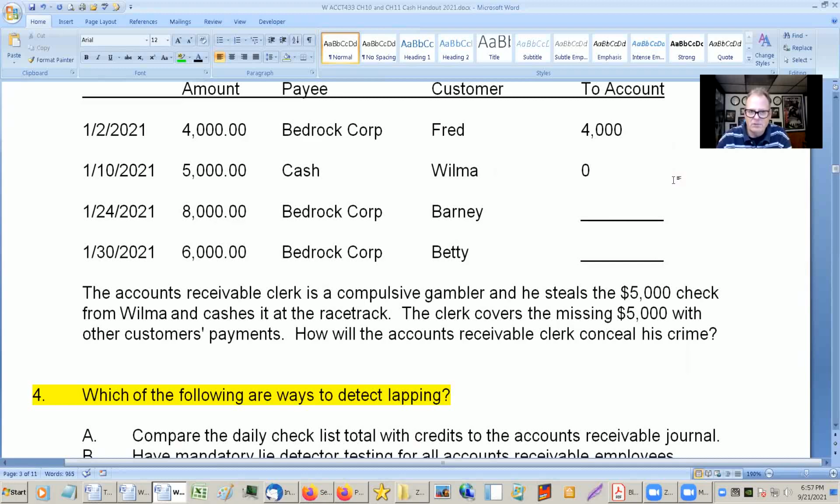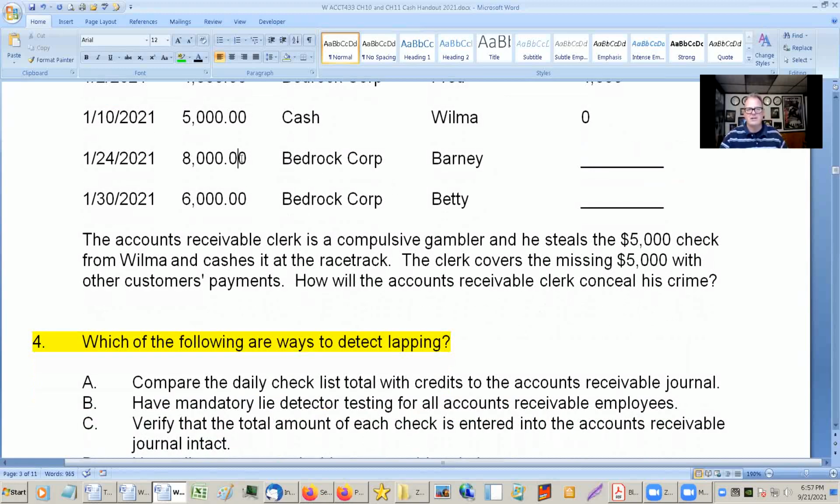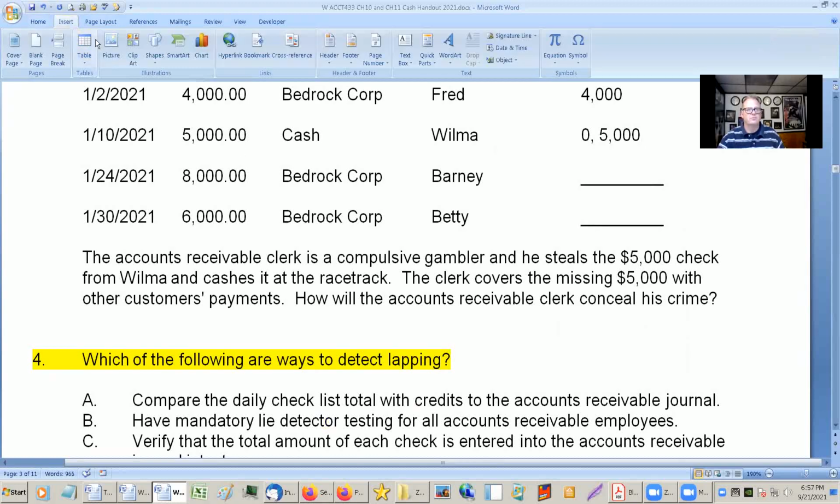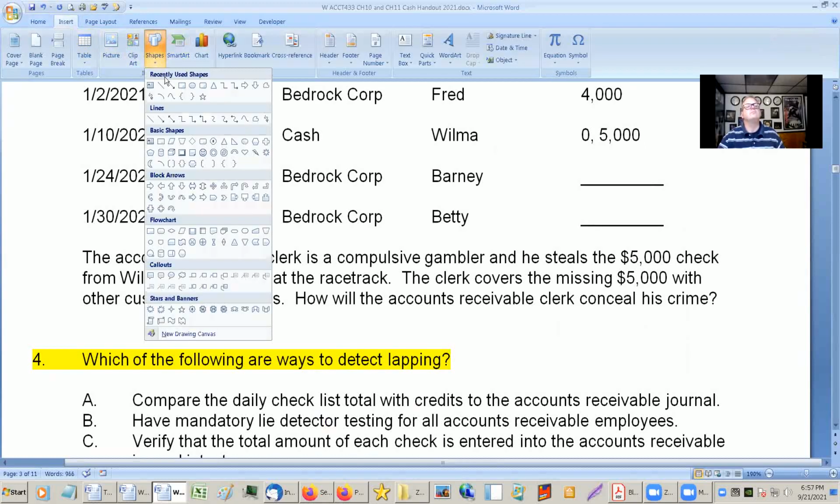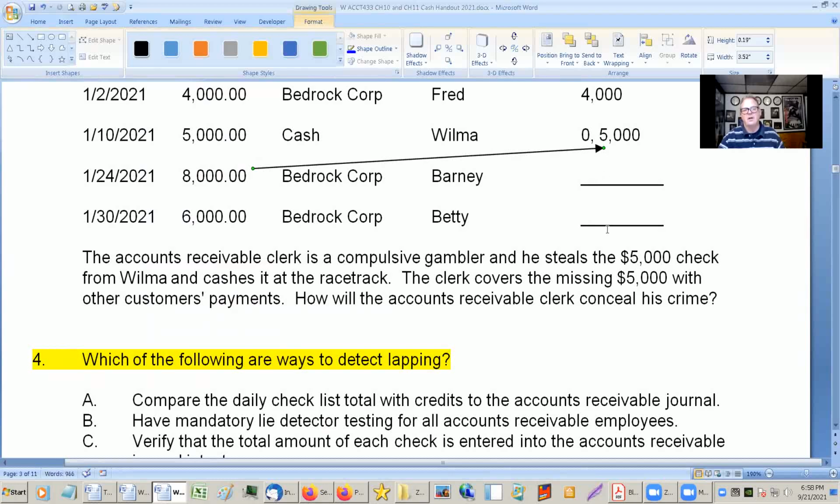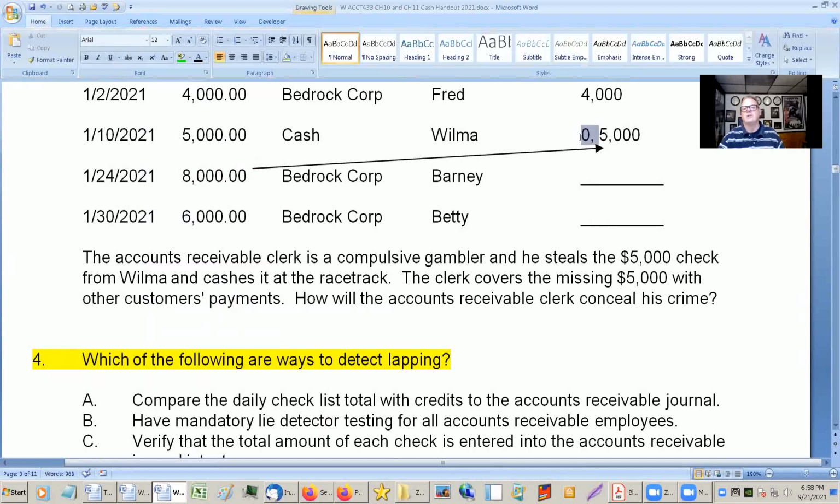All right, so the accounts receivable clerk has to do something to make Wilma happy. Here's what he's going to do. He's going to take the $8,000 from Barney. Barney gave $8,000, so I'm going to take 5,000 of that and apply it to Wilma's account. Of that 8,000, they're going to take 5,000 and put it in her account. This is kind of confusing looking.